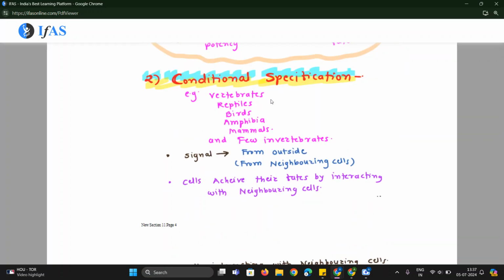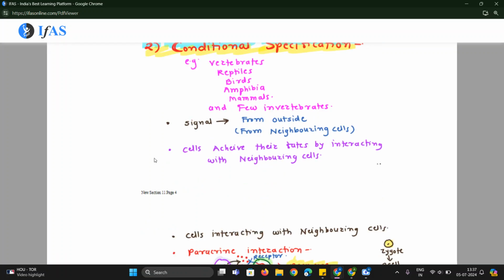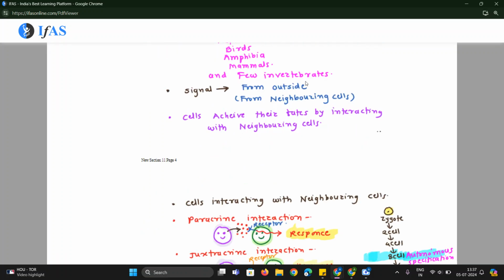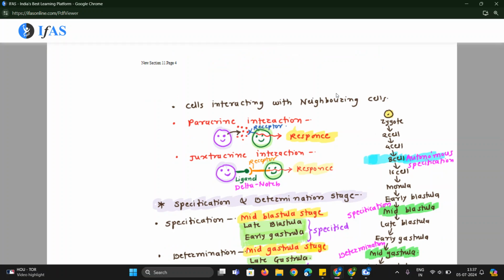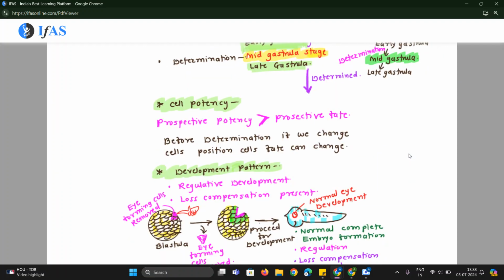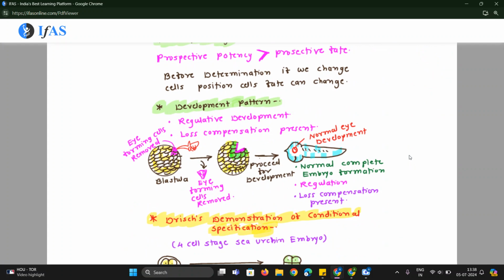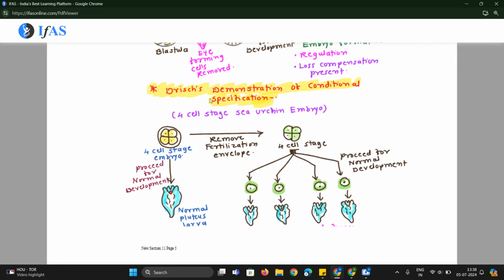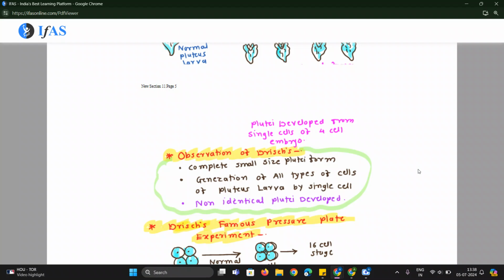Then conditional specification. Examples are in vertebrates, reptiles, birds. The signal comes from outside, that is from neighboring cells, and cells interact with the neighboring cells. Then there are paracrine interaction and juxtacrine interaction. This is all the stages from zygote to late gastrula. Cell potency, developmental pattern, then Driesch's demonstration of conditional specification. It is very important.